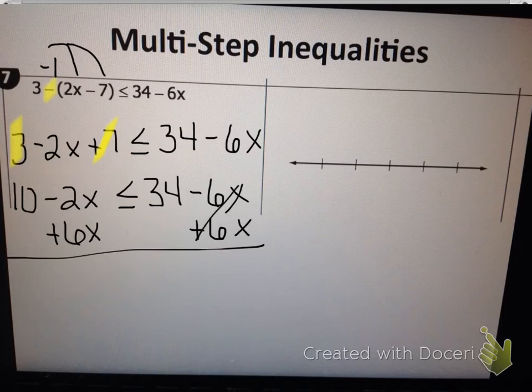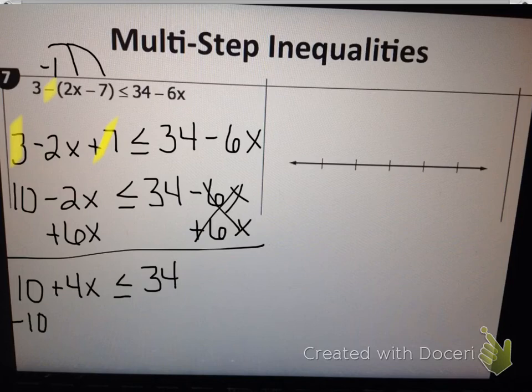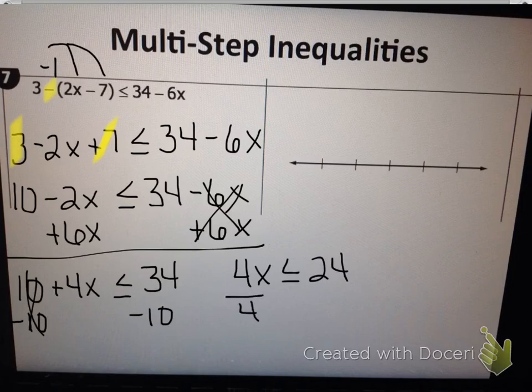When I do that, my 6's cancel, leaving me with 10 plus 4x is less than or equal to 34. Subtract your 10 to move it to the right, so minus 10. That'll leave us with 4x is less than or equal to 24. Divide by 4, and we'll have an answer of x is less than or equal to a positive 6.